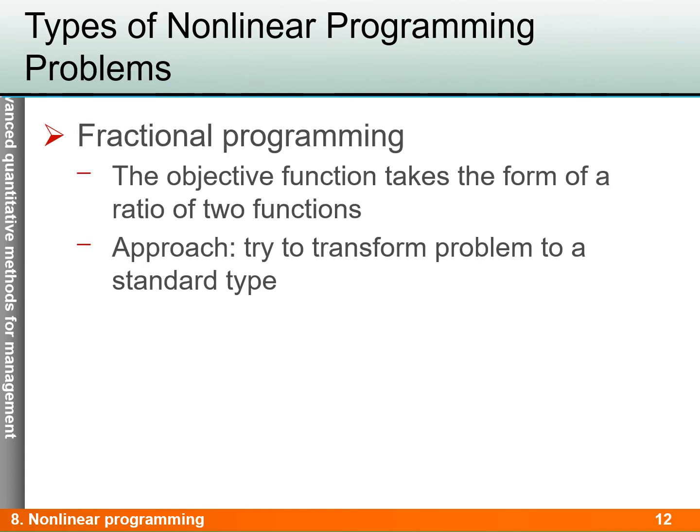The other type of nonlinear programming problem is fractional programming, where the objective function takes the form of a ratio of two functions. The approach is to try to transform the problem to a standard type. In our next slides, we review briefly this type of nonlinear programming and its explanation.